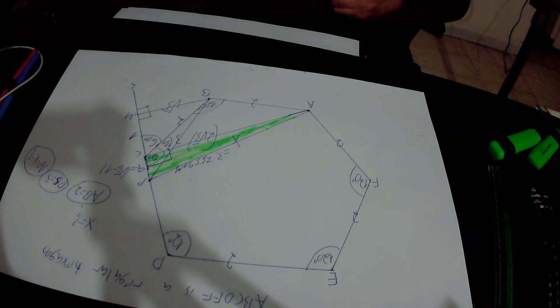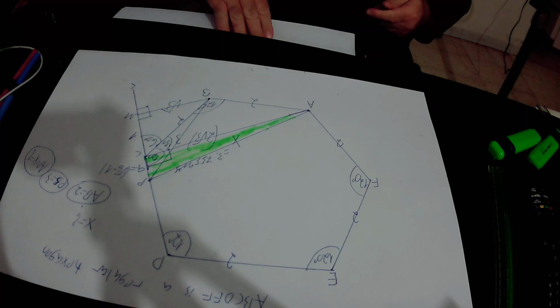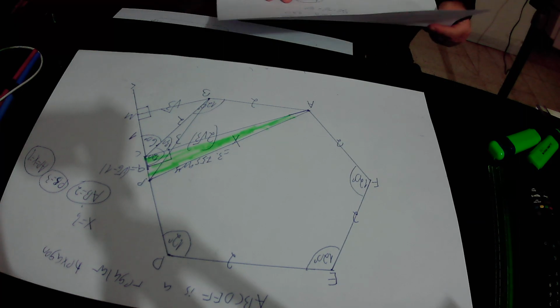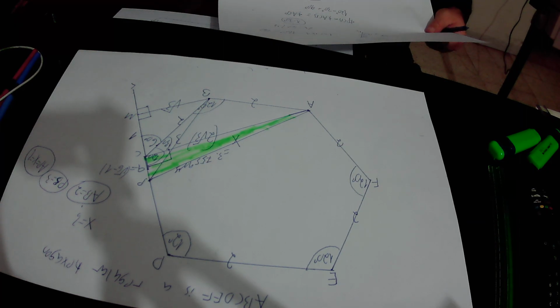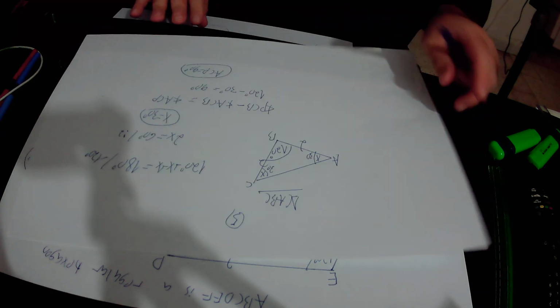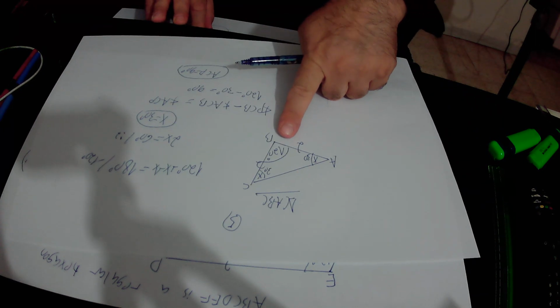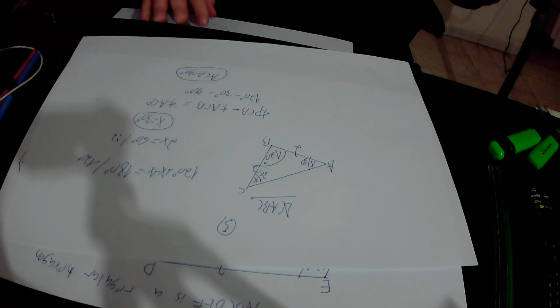Then we focused on triangle ABC. In triangle ABC, this angle equals 120 degrees because it is 1 out of 6 angles of the regular hexagon, and all the angles of the regular hexagon are equal to each other. They are equal to 120 degrees, each one of them.